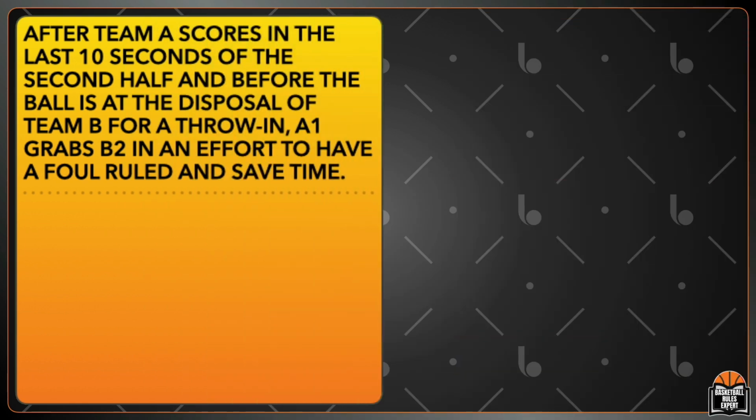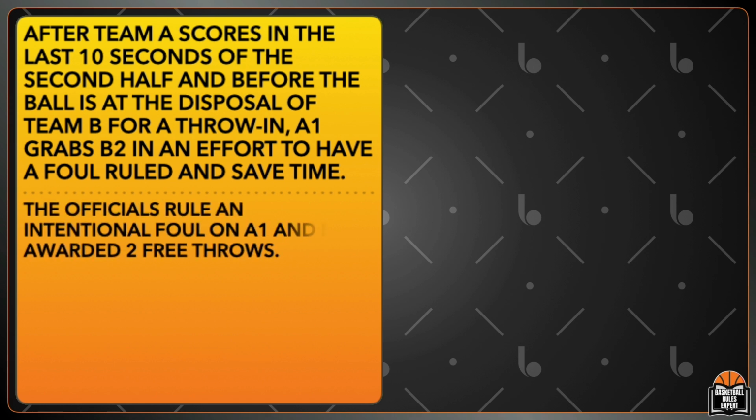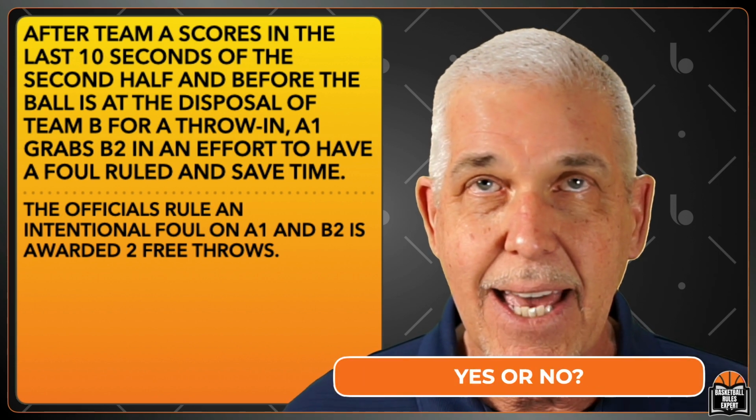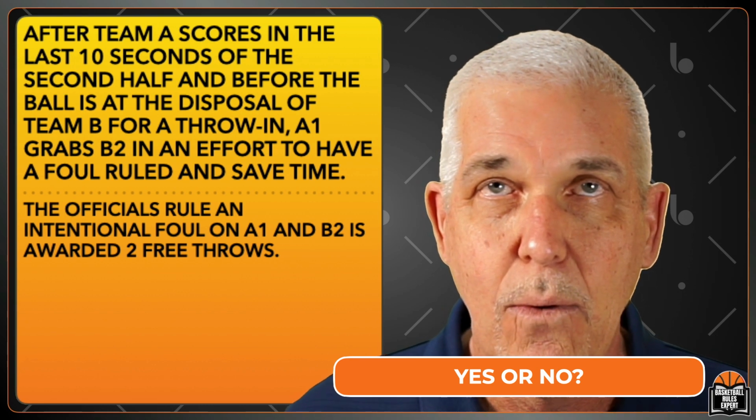After Team A scores in the last 10 seconds of the second half, and before the ball is at the disposal of Team B for a throw-in, A1 grabs B2 in an effort to have a foul ruled and save time. The officials rule an intentional foul on A1, and B2 is awarded 2 free throws. Were the officials correct? Yes or no?